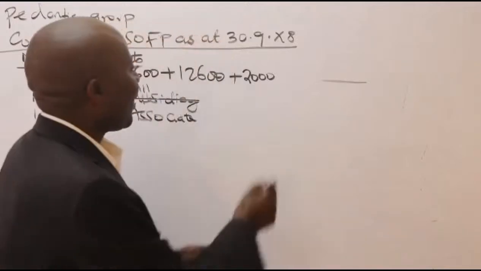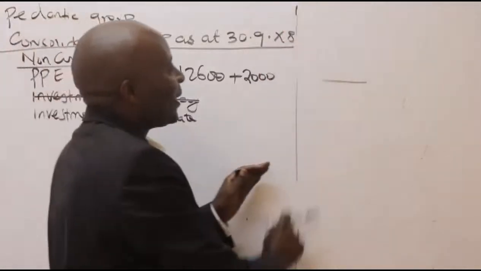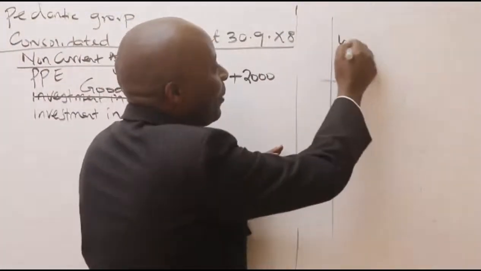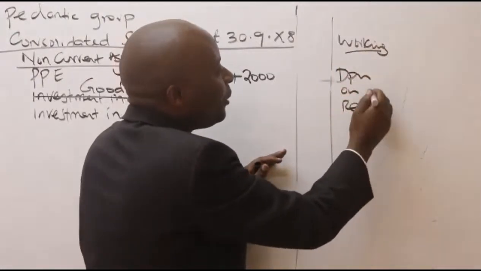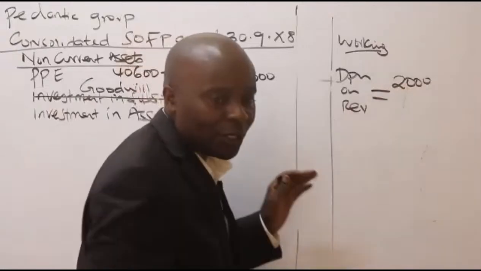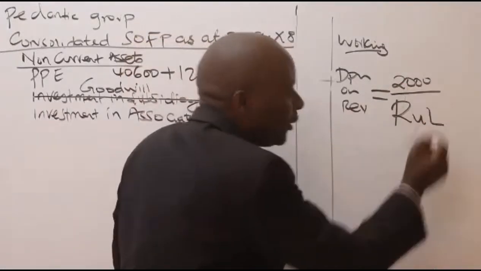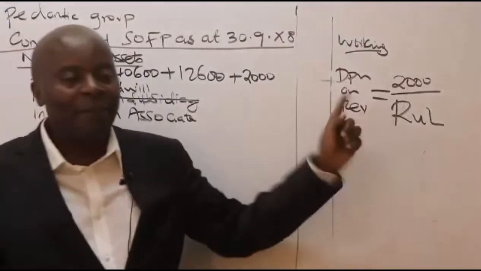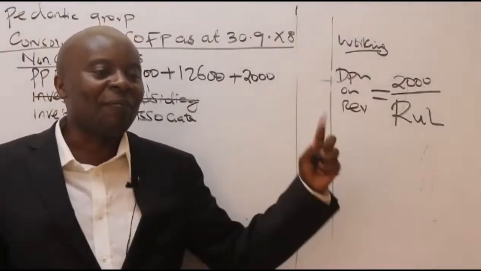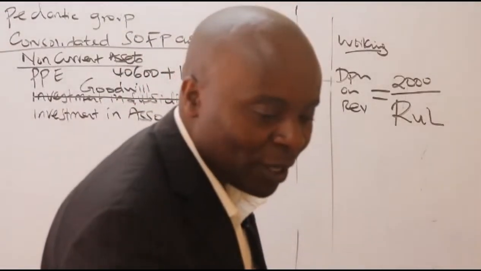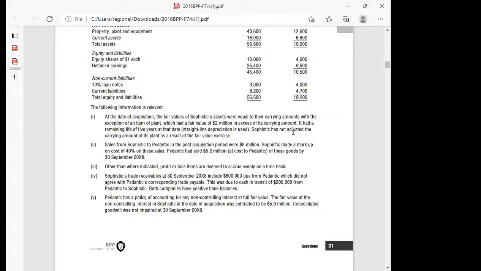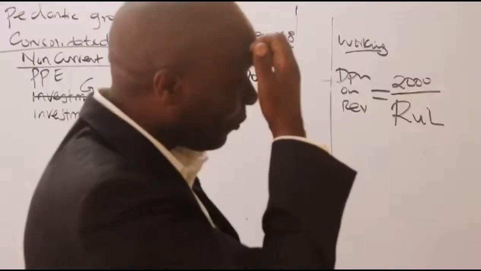So, ladies and gentlemen, go ahead and calculate for me. Now, here by the side, I have a place where I'm doing my work. So I would want depreciation on revaluation. Depreciation on revaluation, I'll take the revaluation amount itself, which is 2,000. I divide this by my rule. Rule stands for what here? Remaining useful life. As this examiner tells me, it had a remaining life of 5 years at the date of acquisition. You don't even have to tell me about straight, I know it's straight line. So I'll apply this rule of mine, the remaining useful life, which is 5.